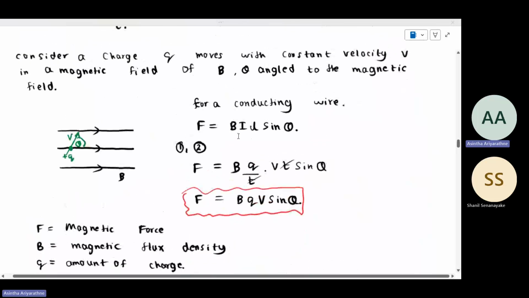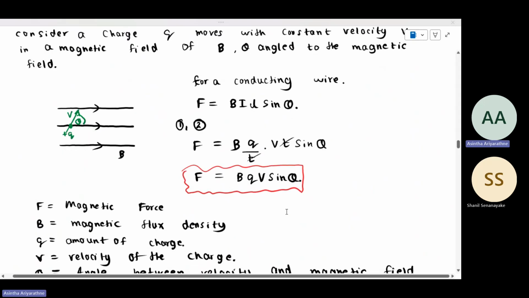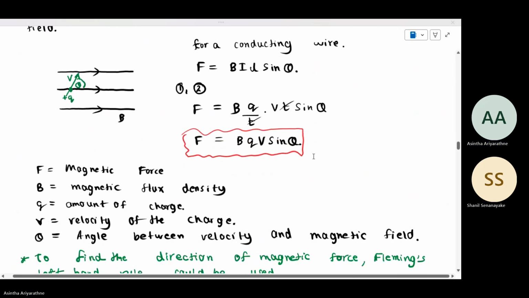Then the same BIL sin theta equation we modified. Using that, we derived the force acting on a charge as well, actually a moving charge, not a stationary charge. Force acting on a moving charge in a magnetic field: F = BQV sin theta.